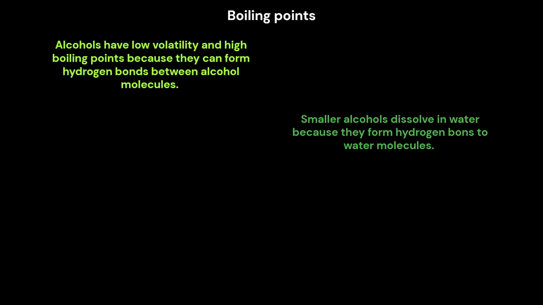Boiling points. Alcohols have low volatility and high boiling points because they can form hydrogen bonds between alcohol molecules. Smaller alcohols dissolve in water because they form hydrogen bonds to water molecules.